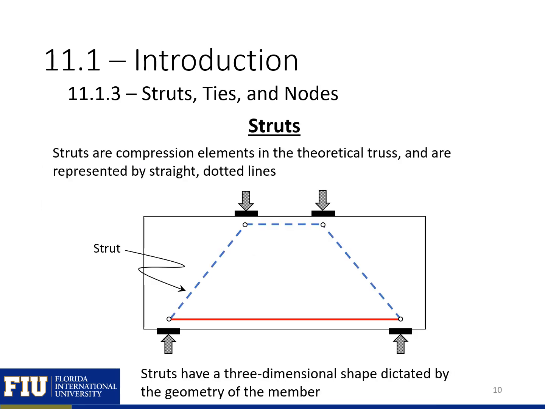As I said, struts are the compression elements in the theoretical truss or kinematic model, and these are represented by straight dotted lines, typically blue. So here we have 3 struts in our model, and these struts will have a 3-dimensional shape that's dictated by the geometry of the member. Here we're just looking at an elevation view of the member, but there's going to be a depth to the member as well.